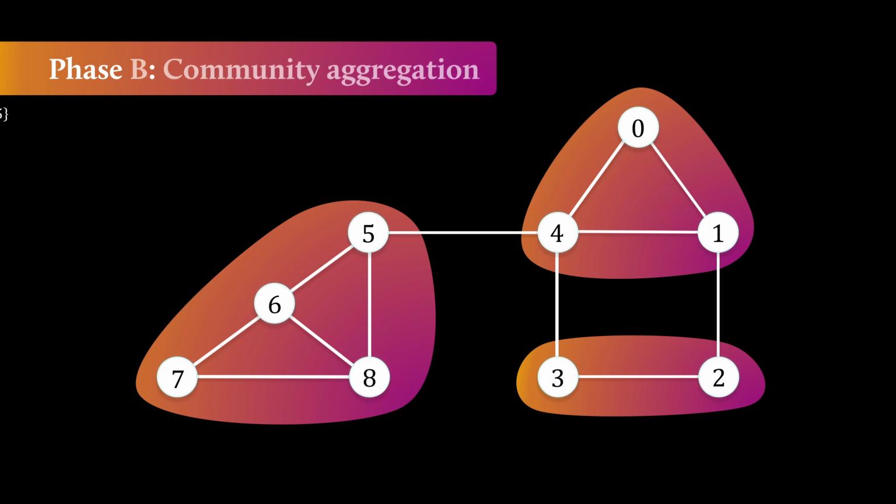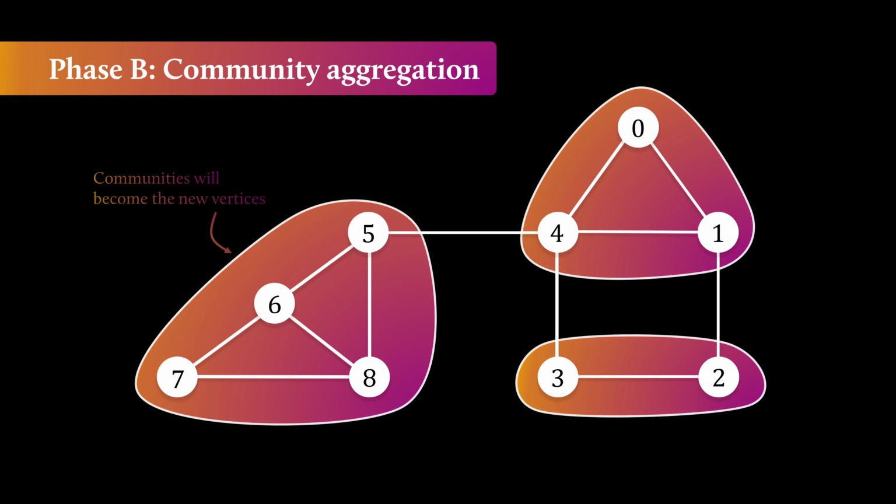Moving to phase B, community aggregation, which is quite fun and the name says it all. We construct a new graph where vertices are the communities of the first phase. That is, we encapsulate all vertices of one community into one new supervertex. Let's see how it works in detail.